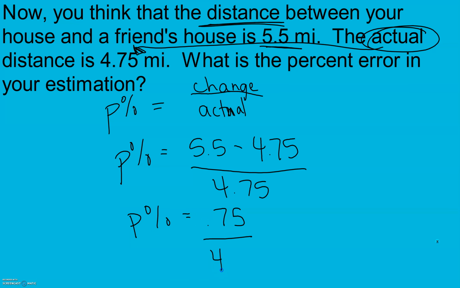Subtract first and then divide, which is going to give me approximately here 0.15789. Okay, we want this as a percent. So to get rid of my percent, I'm going to multiply by 100 or just move my decimal 2 places. So P is going to be about 15.789%. To the nearest percent, I'm going to take that 7, which is bigger than 5, and round up. And so I'm going to have a 16% error.